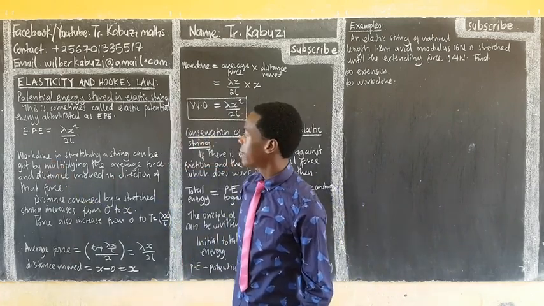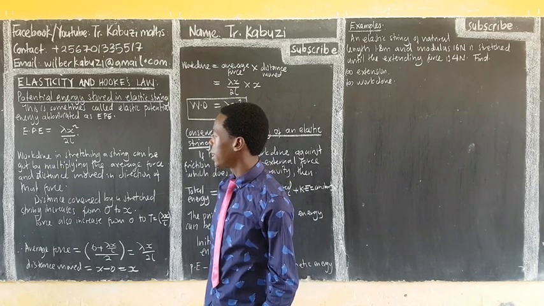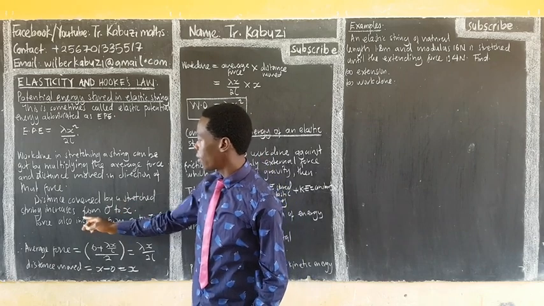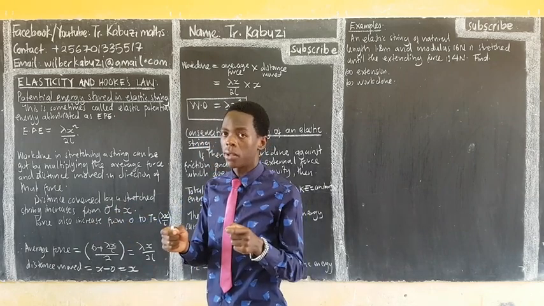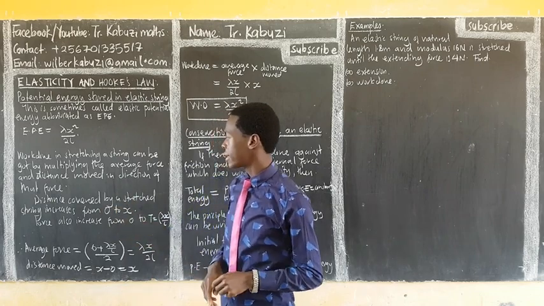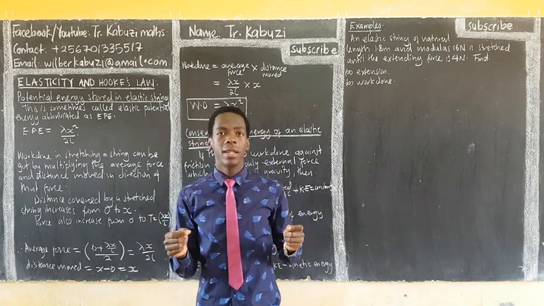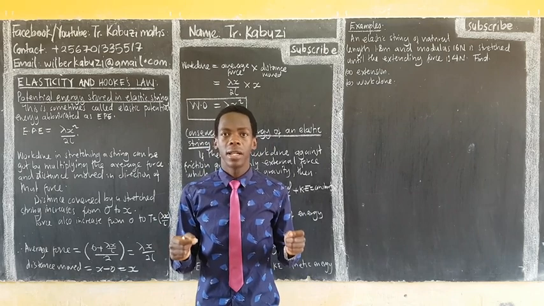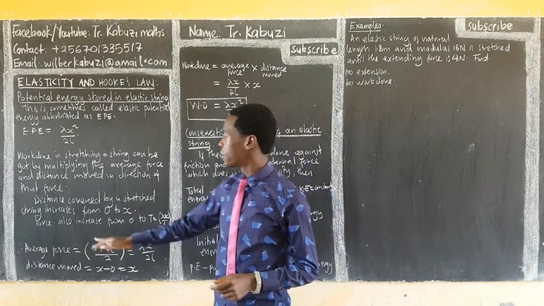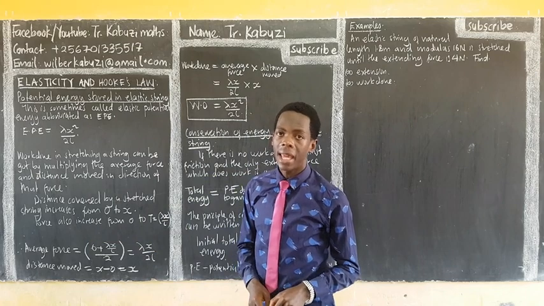Work done in stretching a string can be got by multiplying the average force and the distance moved in the direction of that force. Before you stretch it, the distance is 0, but when you stretch it, it increases from 0 to x. The force, the tension, also increases: when unstressed there is no tension, so the tension is 0, but when we stretch it, the tension is given by lambda x over L. So the force increases from 0 to lambda x over L.